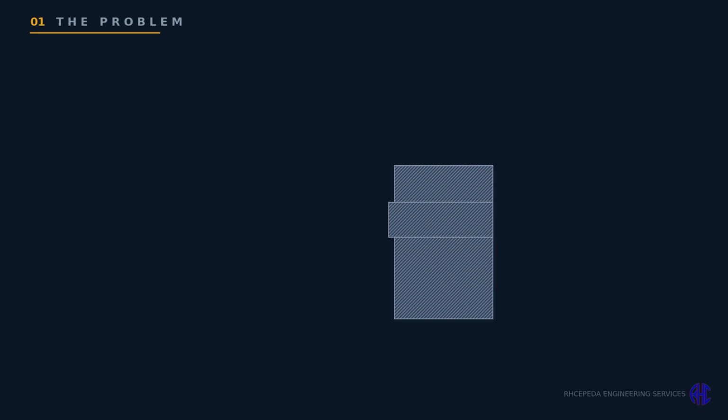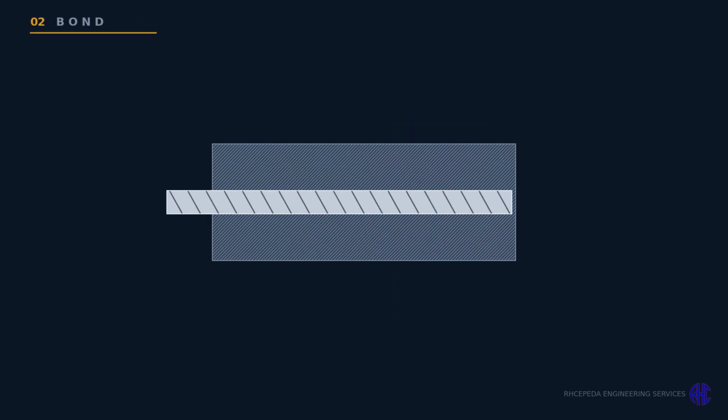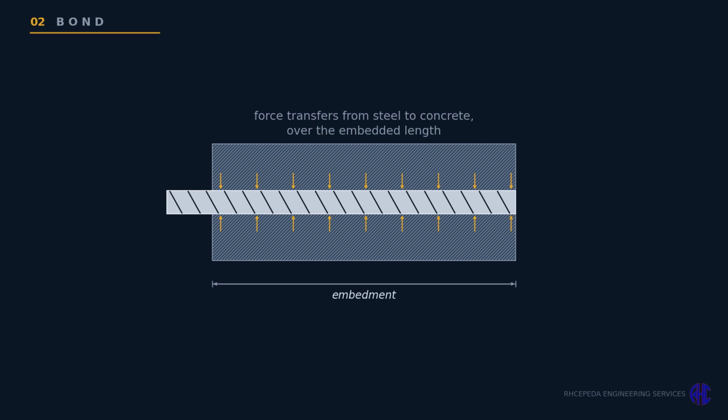Steel and concrete only work together because of bond, the ribs of a deformed bar bearing against the surrounding concrete. Pull a bar that's embedded just a little, and it rips out. Embed it far enough, and the bar yields before the concrete lets go. That threshold embedment, the length needed to develop the bar's full yield strength, is the development length, LD.